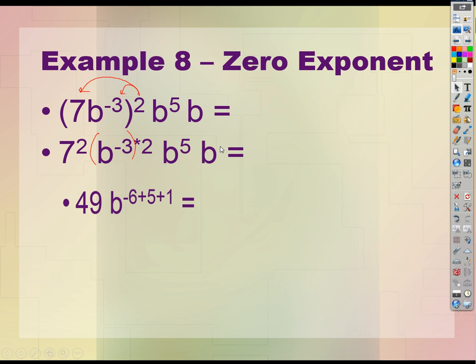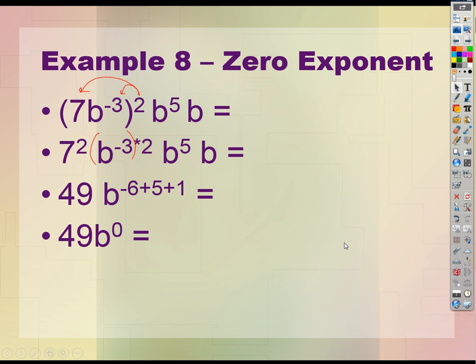And now look at this. I've got 3 bases multiplied together. b to the negative 6 times b to the 5 times b to the 1. What do you suppose I do if I multiply three bases together? Add them up, right? If I multiply like bases, I add the exponents. That works for more than 2 at a time. So negative 6 plus 5 plus 1 is what? 0. Okay, what's b to the 0? 1. Anything to the 0 is 1. So the answer is 49.